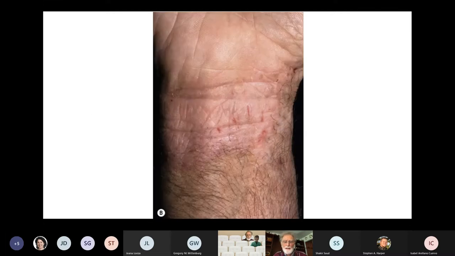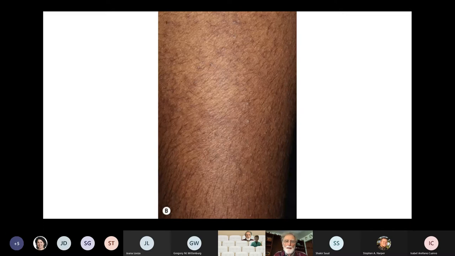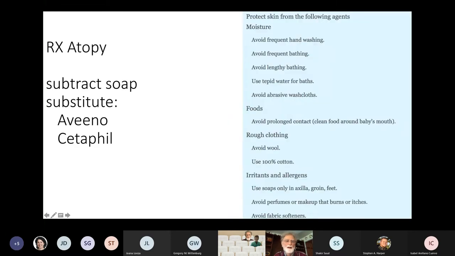So just real quick, just a few unknowns, give you a chance to test yourself. Risk, like identified, atopic. Unknown, unilateral. Why would that be? And it's pretty bright red. So you find out they're a violin player. And then this is just kind of a garden variety. This isn't bothering the patient so much. They're just curious, what is it? I don't like it. This is your keratosis pilaris.